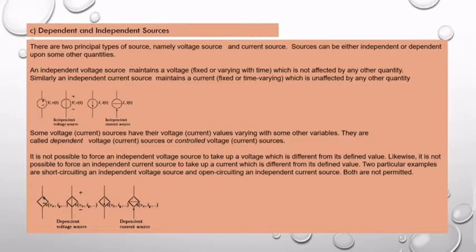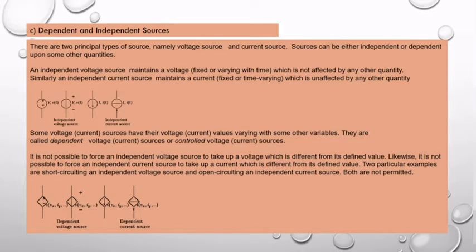Meanwhile, a dependent voltage source is affected by them. It is a controlled voltage source. It is controlled by other voltage sources. So it is not possible for an independent voltage source to take a voltage which is different from its defined one. Two particular examples are short-circuiting an independent voltage source and open-circuiting an independent current source. The examples are below. So both are not permitted.